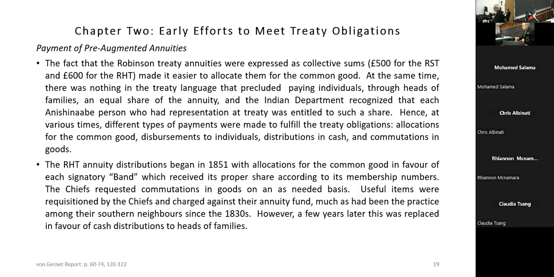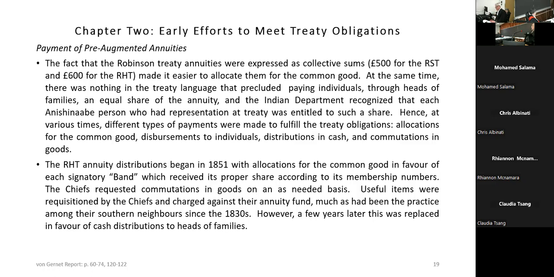So what I'm saying on this particular slide is that you had this flexibility that the Crown believed was inherent in these treaties, and that the payments could be made in a variety of different ways, so long as the principle of each person, or each head of family, still receiving their proportion was maintained.